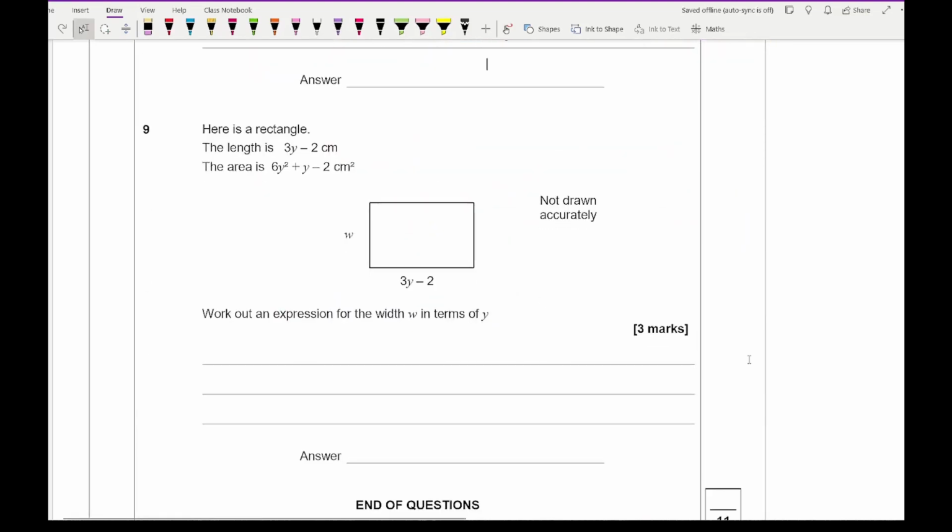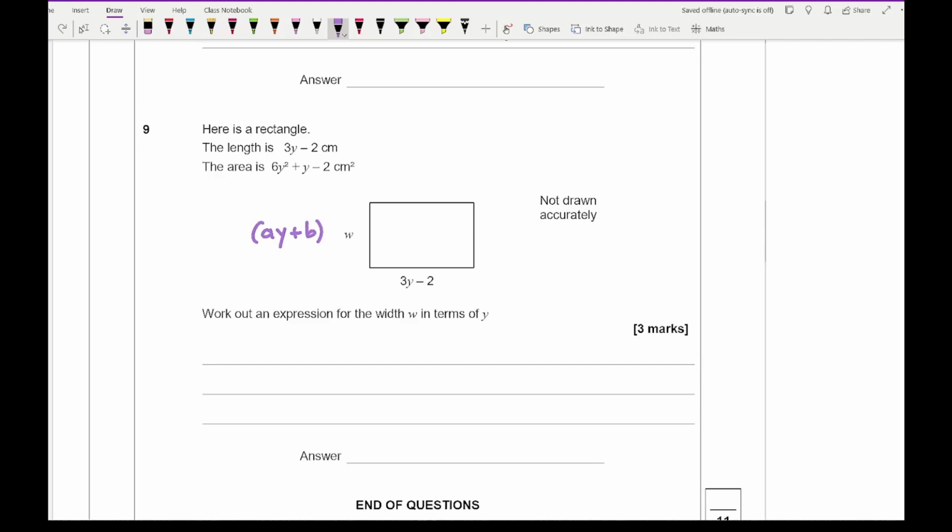Then moving on to our last question, it says here is a rectangle, the length is 3y minus 2, the area is 6y squared plus y minus 2, and it says work out the expression for the width w in terms of y. Now for this, basically w is going to be something like ay plus b, where a and b are going to be numbers.